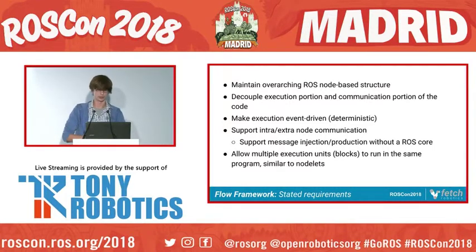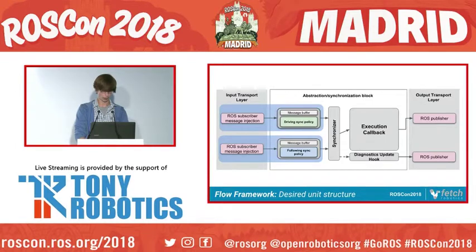The idea with Flow is to maintain the ROS node-based structure, but mostly to decouple the execution portion of our code from the communication portion and the ROS transport layer, so we can change that out a little easier. We also want to support intra- and extra-node communication, something akin to nodelets. We call the units that are running in our system blocks. Again, they're very similar to nodelets in that several can be run within the same program, but we exclusively run each block in a separate thread.